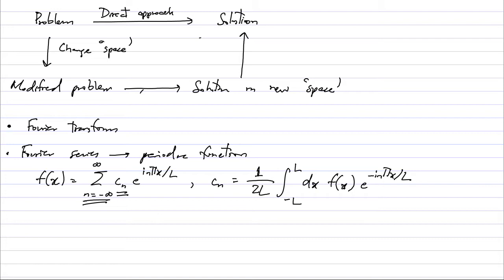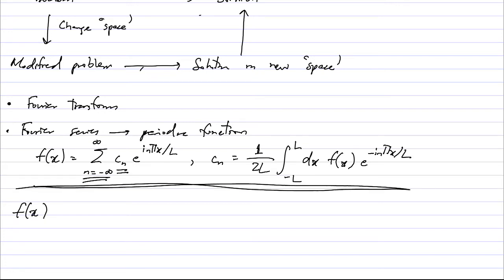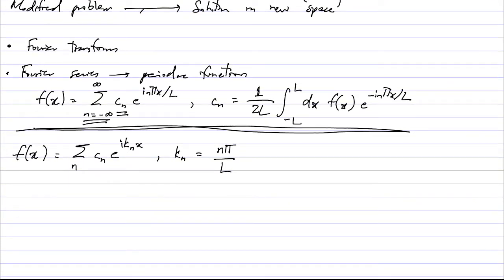Let's see how that happens. Before we do that, I have to essentially take the limit of this whole thing when L approaches infinity. To do that, let me clean up some of my notation. So n goes from minus infinity to plus infinity, Cn e raised to the power i k_n x. So k subscript n is defined as n pi over L. You can see that these k_n's, for finite L, form a discrete set.